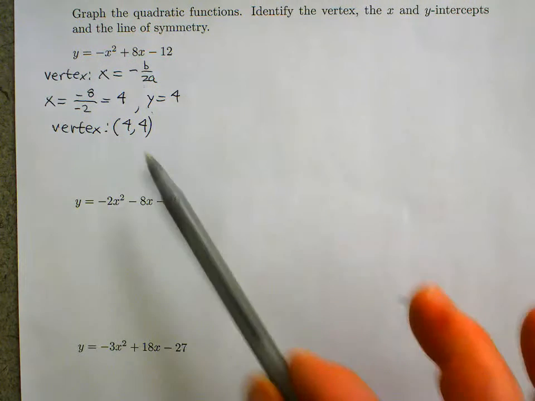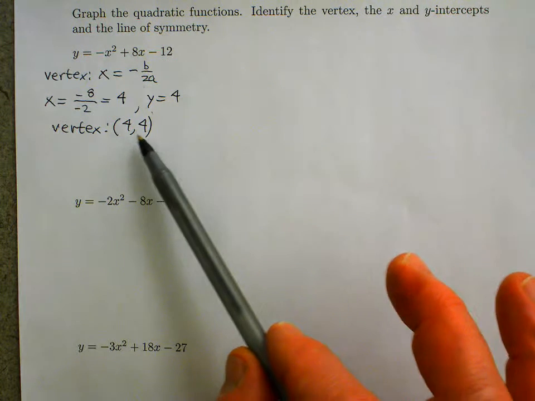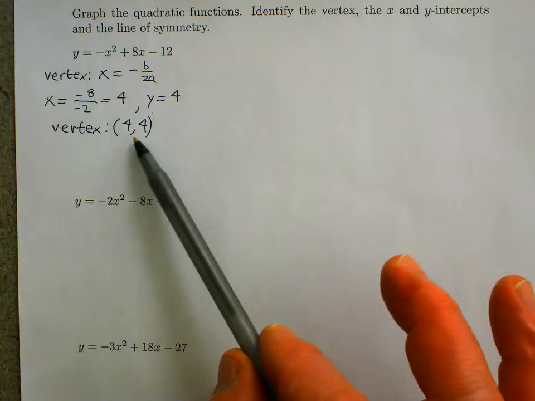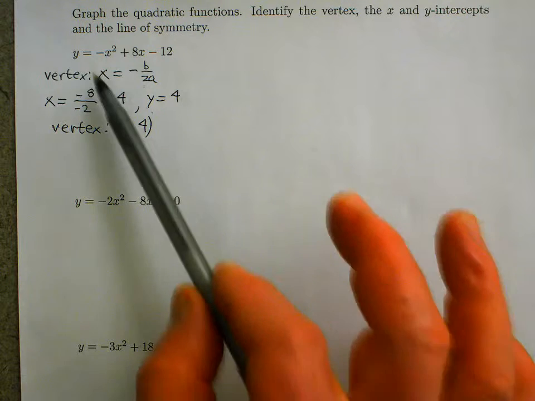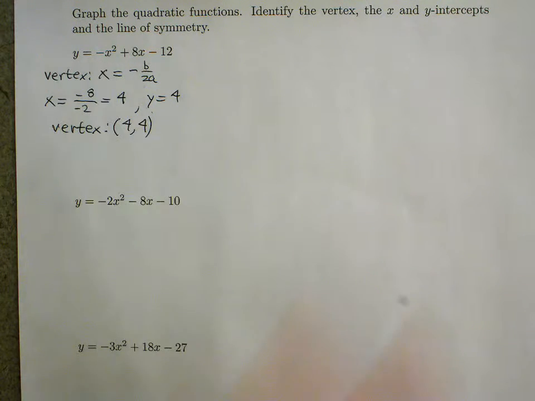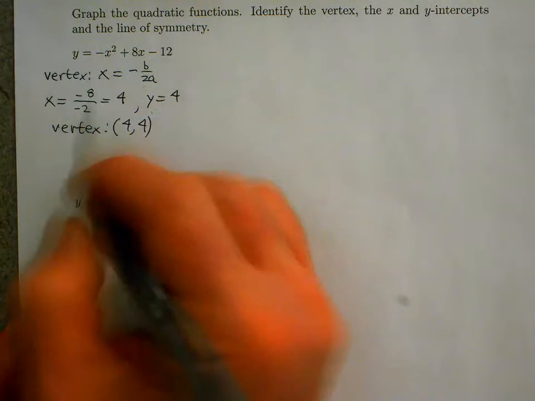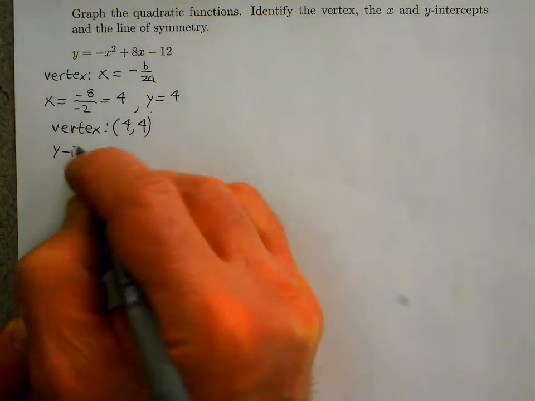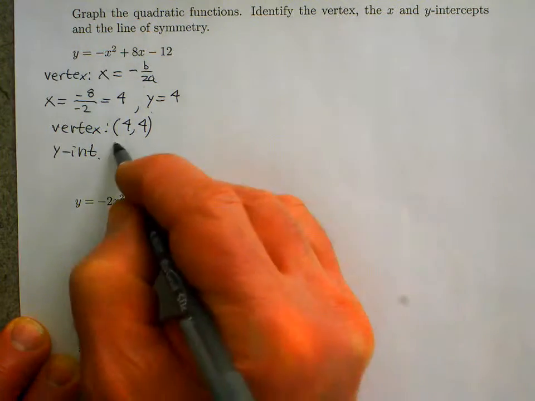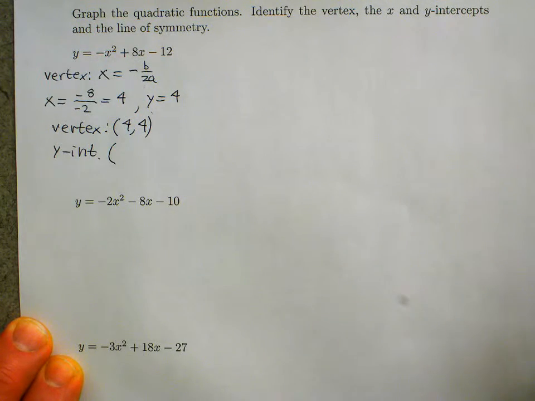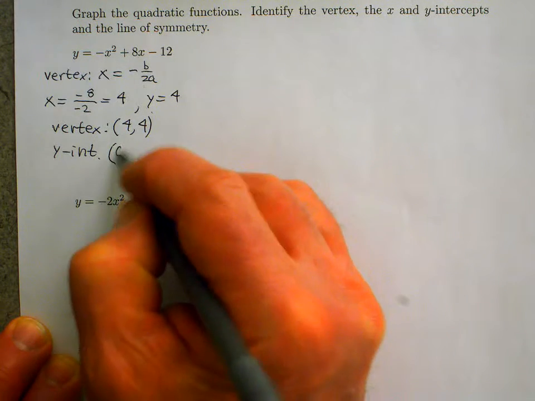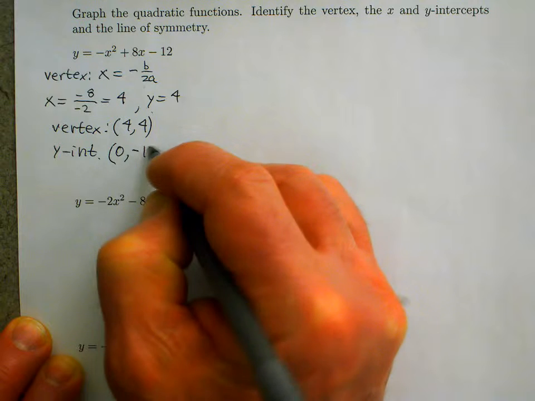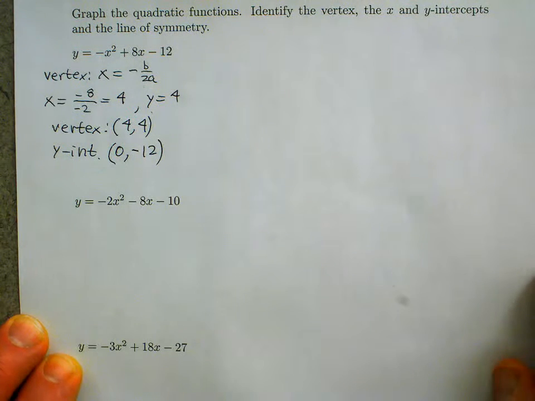So note that the vertex 4, 4 is above the x-axis. The parabola opens downward, so we're going to have two x-intercepts. So we'll find the x-intercepts in a minute. We might as well find the y-intercept. Since that's always easy to do, replace x with 0. And the y-coordinate of the y-intercept is negative 12.